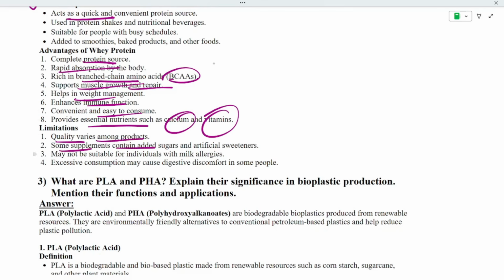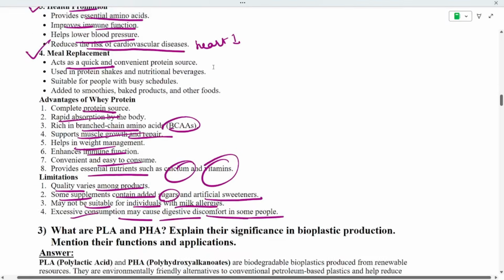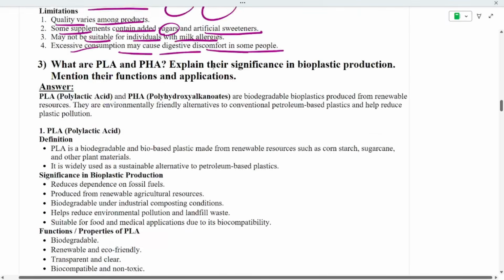Some supplements may contain sugar, artificial sweeteners and all, and may not be suitable for individuals with milk allergies. Next, excessive consumption may cause digestive discomfort in some people. This is whey as protein. I hope you got this.